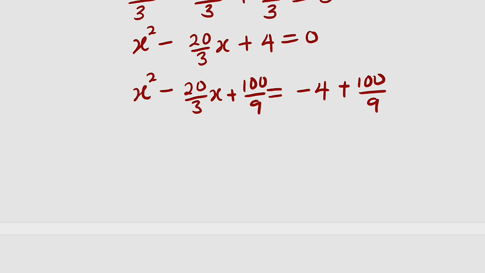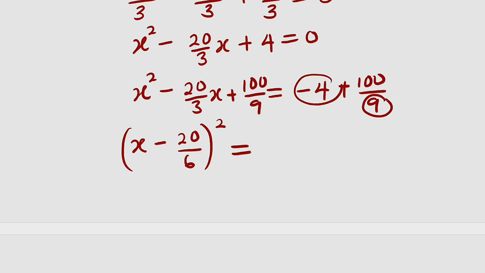So the left hand side is now a perfect square quadratic expression. And we can factorize it by taking x without power, then half the coefficient of x, which is going to give us negative 20 divided by 6, the whole of this all squared. This is equal to the right hand side. You take this 9 and multiply by negative 4. That will give us negative 36 plus 100 is going to give us 64. So we have 64 divided by 9.